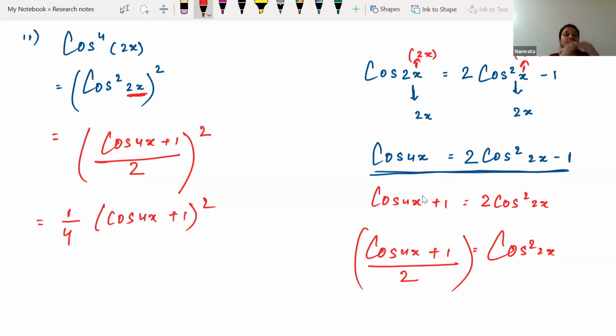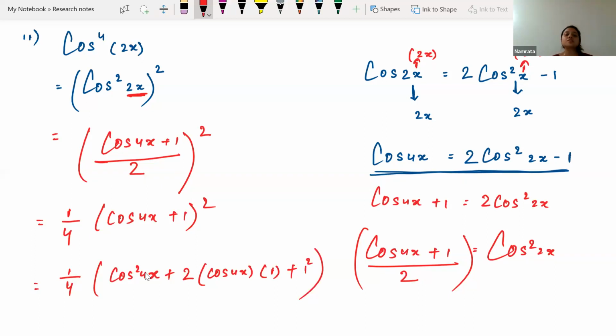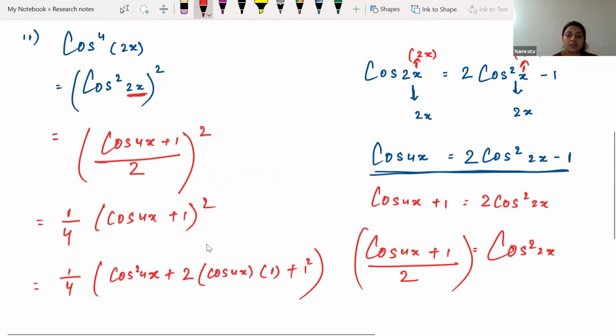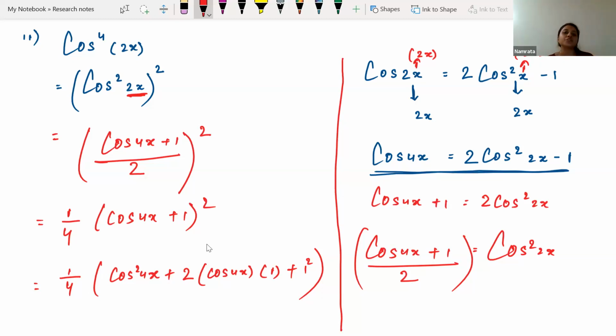Let's expand it according to the formula of a plus b whole square. So 1 by 4, a square, that is cos square 4x, plus 2ab, 2 into cos 4x into 1, plus b square, that is 1 square. This is the whole expansion we will be having. Yes or no? Let me segregate the parts. Here we have made the formula and there we are solving the question.